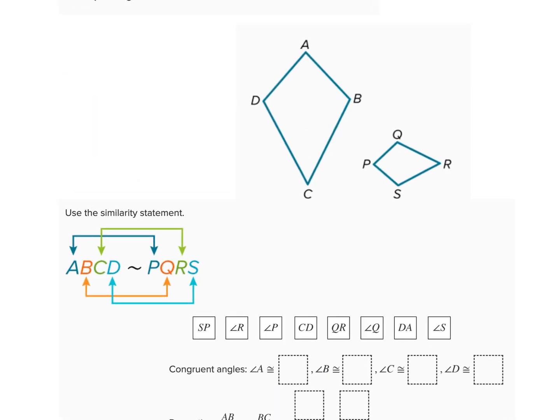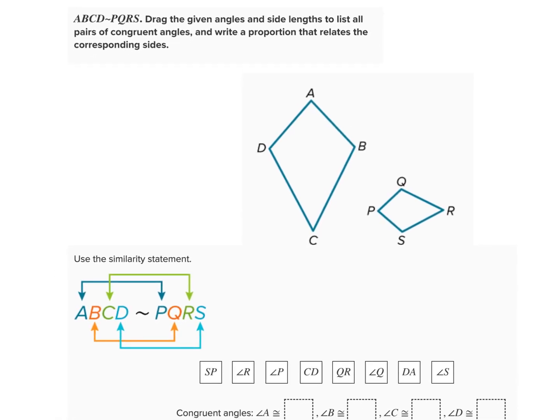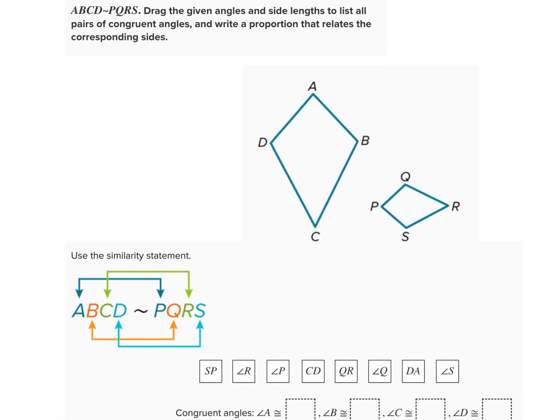Okay, now here we are going to identify using our similarity statement. So our similarity statement is right here, and you'll see that A is first, A goes to P, B is second, Q is second. So B and Q are congruent.